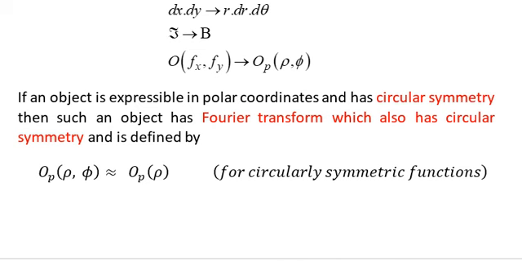Now we are using a circular symmetric function, that is, capital O subscripted p as a function of ρ and φ will be equivalently replaced by capital O subscripted p as a function of ρ only. So it has no dependence on φ, so we can say that it has a circular symmetry in the polar coordinate systems for the Fourier variables.